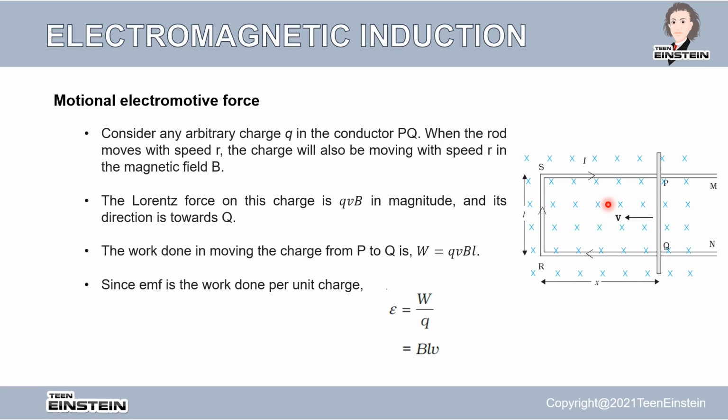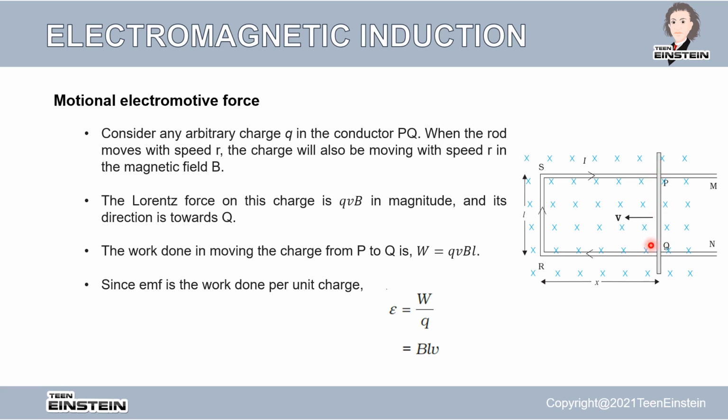We know what Lorentz force is. Lorentz force is Q multiplied by E plus V cross B. In this case, since there is no electric field in this particular direction, we can neglect E. So we have QVB as the Lorentz force acting on the charges, and its direction is towards Q. What I mean by that is, it's from P to Q. So it is this direction.